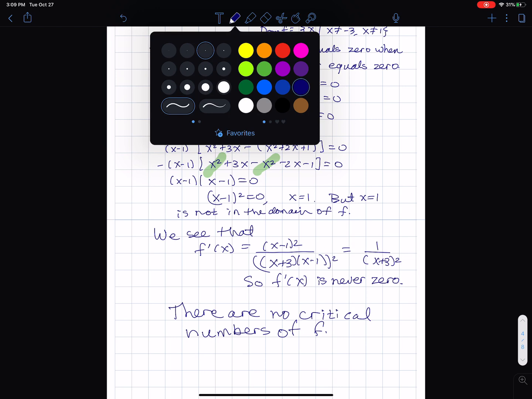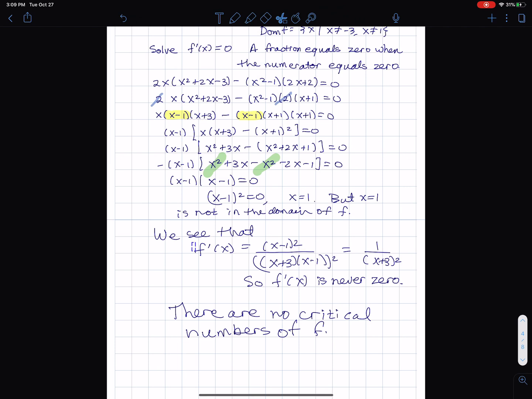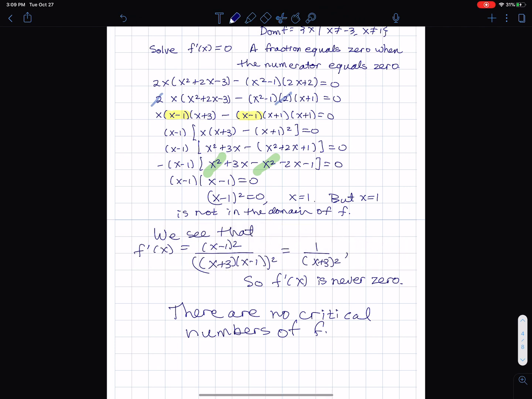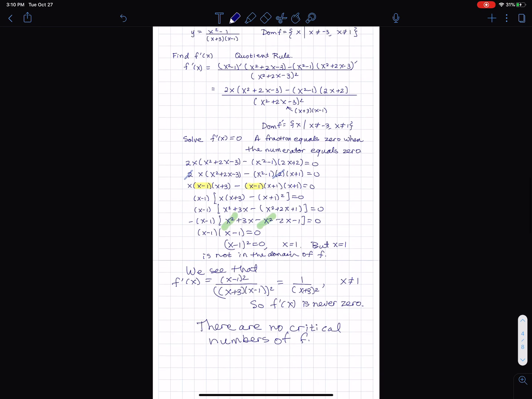By the way, just because I simplified doesn't mean... there's a little tiny thing, if someone were really nitpicking me, but anyway, notice x can still not equal 1, and obviously x cannot equal negative 3. So f prime is never 0. F prime of negative 3 and f prime of 1 are undefined, but that's also true of f. So negative 3 and 1 are also not critical numbers.